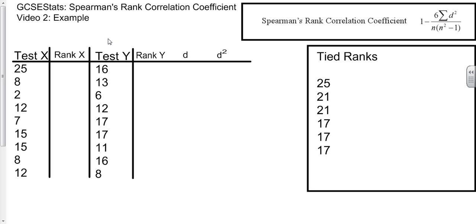Right, we're following on from a previous video on Spearman's rank correlation coefficient, and in that one I explained what the idea was behind it. Now we're going to actually look at two tests. I call them test X and Y this particular time, and we're going to look at how correlated the test scores for the students are between one test and another. We're going to use Spearman's rank correlation coefficient. So the first thing we're going to need to do is rank the test scores.